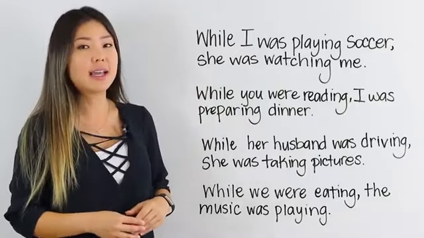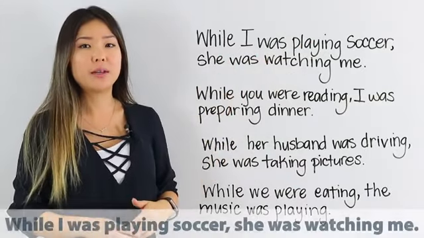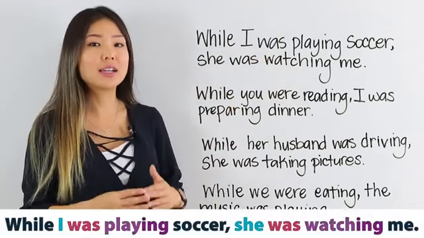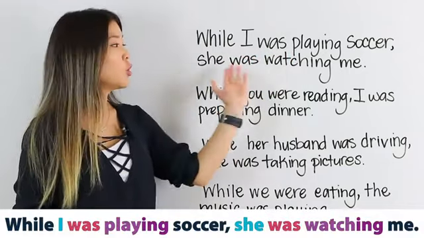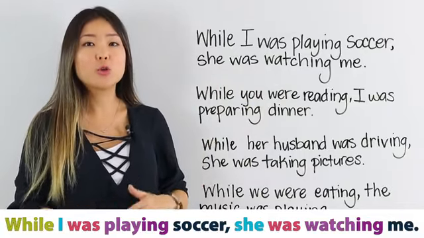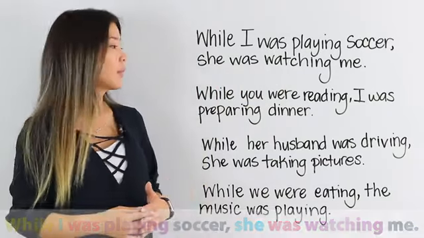The first sentence says, while I was playing soccer, she was watching me. You'll notice that both actions are in the past continuous tense. I was playing soccer and she was watching me. The word while at the beginning shows that these actions were happening at the same time.